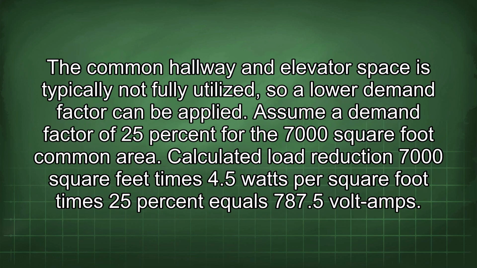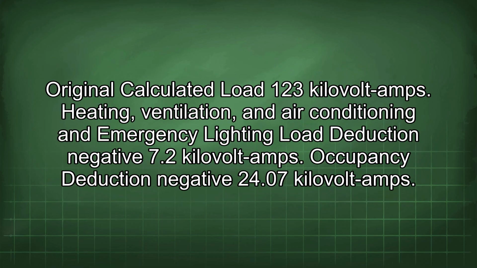The common hallway and elevator space is typically not fully utilized, so a lower demand factor can be applied. Assume a demand factor of 25% for a 7,000 square foot common area. Calculated load reduction: 7,000 square feet times 4.5 watts per square foot times 25% equals 787.5 volt amps.